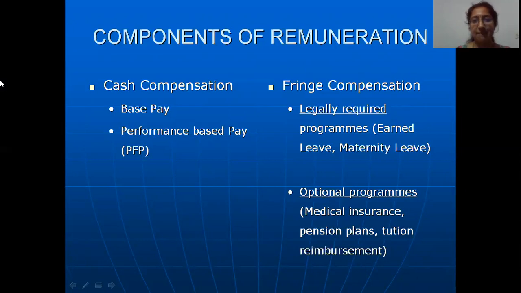One example of a performance-based pay is a salesman earning commission on his sales. The more products he sells, the higher the commission he will be earning. We will be studying more about performance-based pay in a few slides from now. Now have a look at fringe compensation, towards your right hand side. Fringe compensation is the non-cash benefits that are provided to the employee.